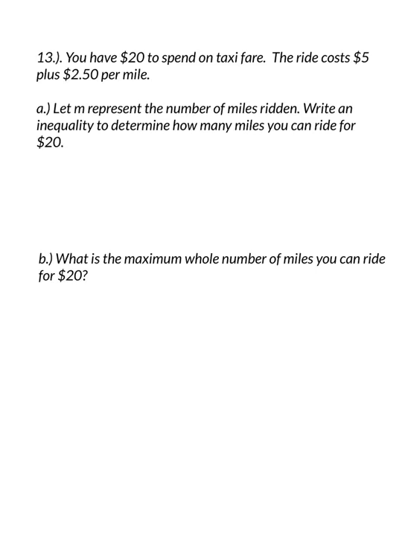Next problem. Okay, you have $20 to spend on taxi fare. The ride costs $5 plus $2.50 per mile. Let M represent the number of miles ridden. So we have to use M as our variable. I'm going to circle that a little bit better. Okay, M is our variable. $2.50 per mile. Well, that's easy. It costs $5, and that's how much part of it's going to cost, and it's going to cost $2.50M. That means per mile.